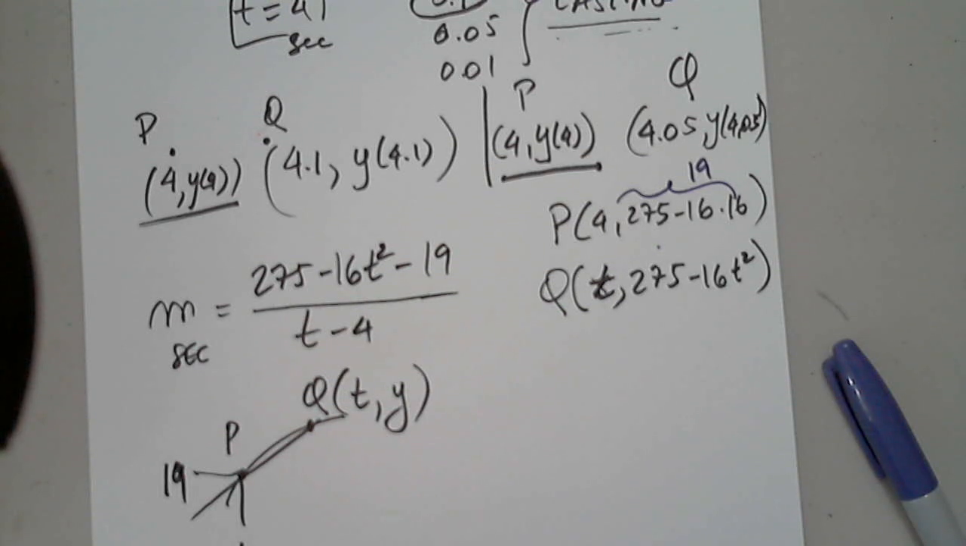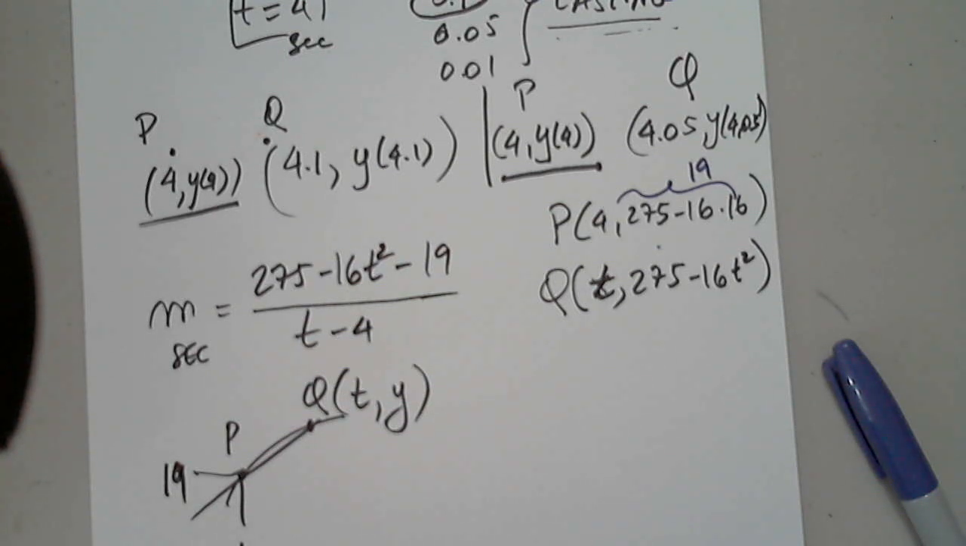Do not forget parentheses, this is crucial. 275 minus 16 t squared, minus 19. If there is a question, let me know. And divide by t minus 4.